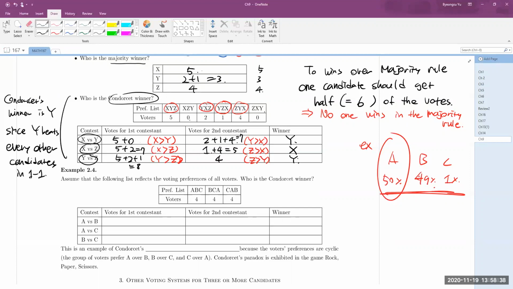Pardon? No, they have to win all of them. So that's why I said that Y beats every other candidate. Yes. So if there are some other candidates who beat Y, then there is no controversial winner, right? So the controversial winner must beat every other candidate in 1-to-1. Okay. That's a good question. Okay, do you have any other question?